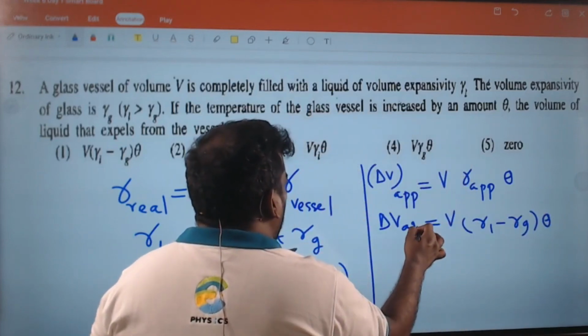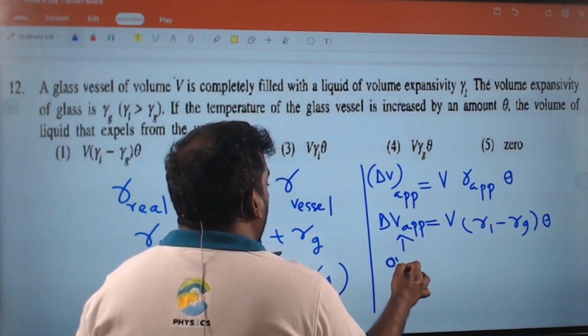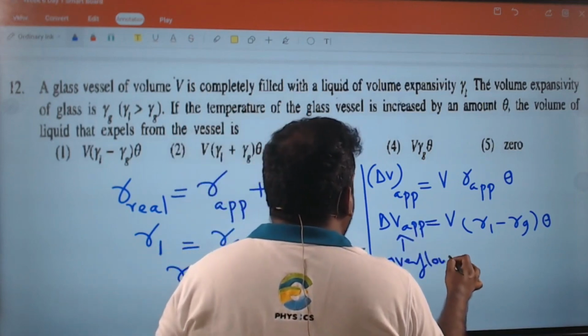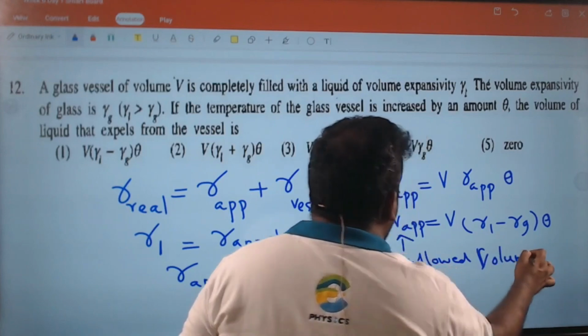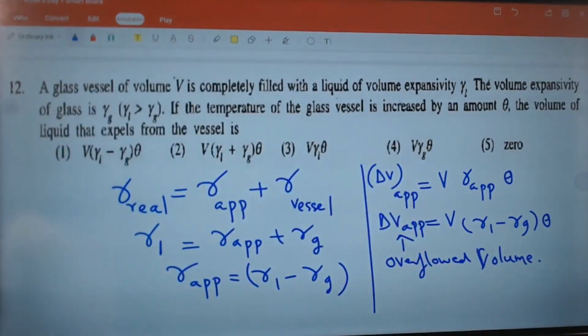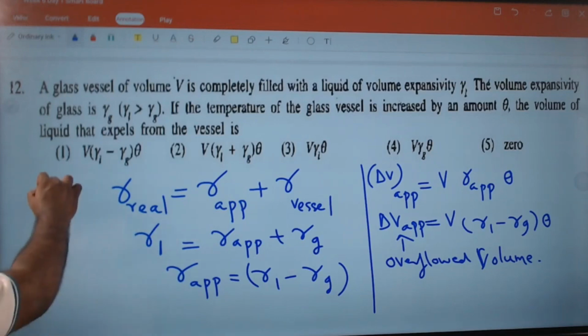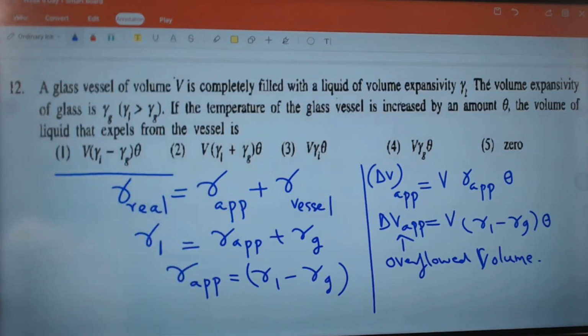Delta V apparent is the overflowed volume. V times gamma L minus gamma G times theta. 12th one, answer number 1. Right.